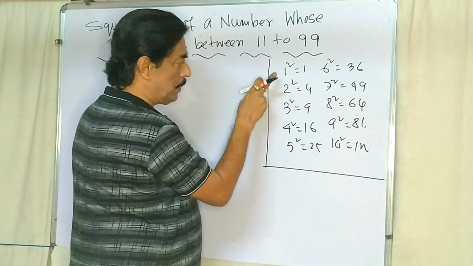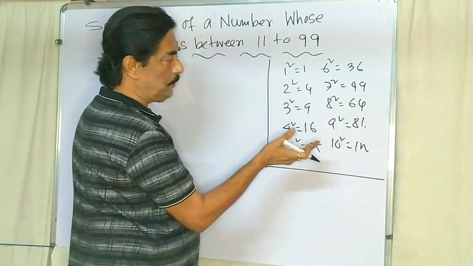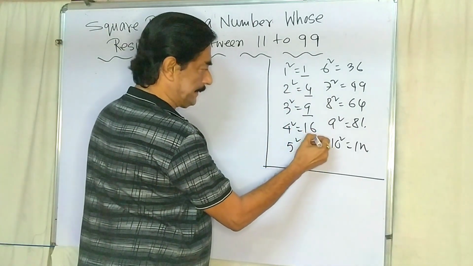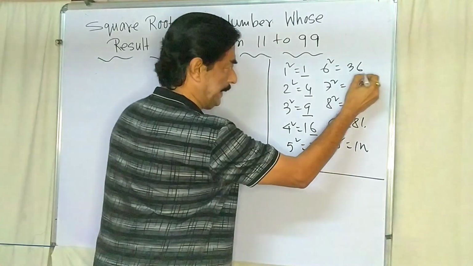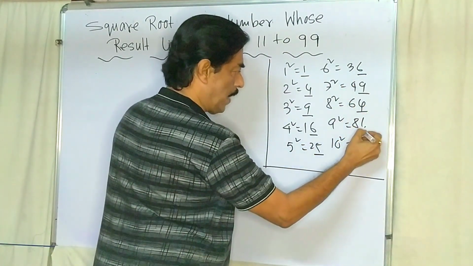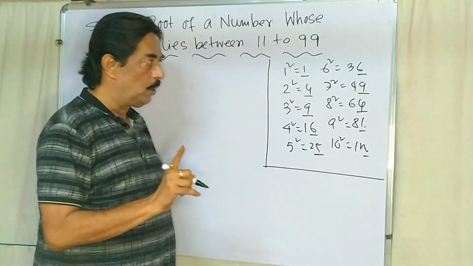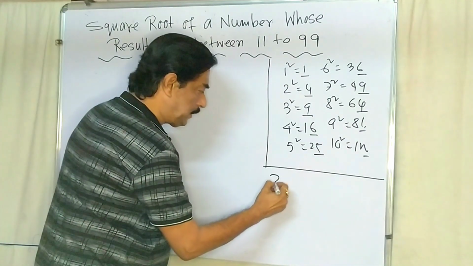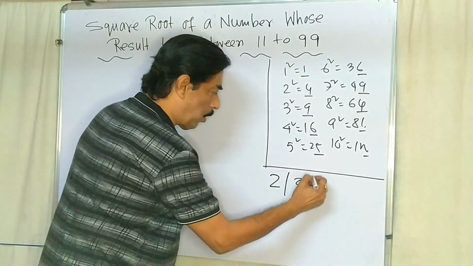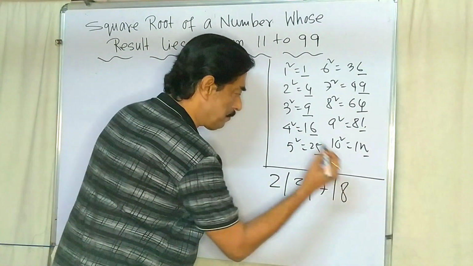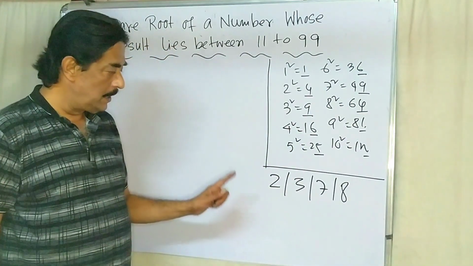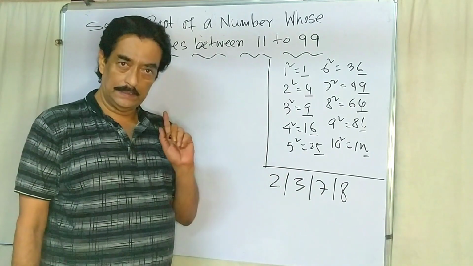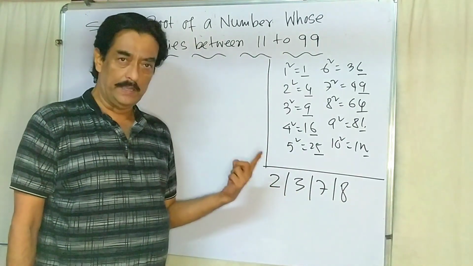Now we observe the result. If we observe the right hand digit of the square of any number from 1 to 10, we get 1, 4, 9, 6, 5, 6, 9, 4, 1 and 0. So remember, the right hand digit of any perfect square should not be 2 or 3 or 7 or 8. Now the rule originated from here.